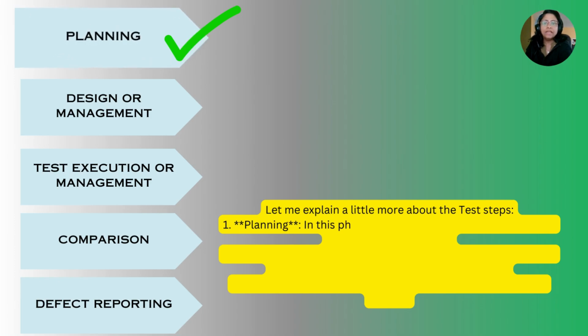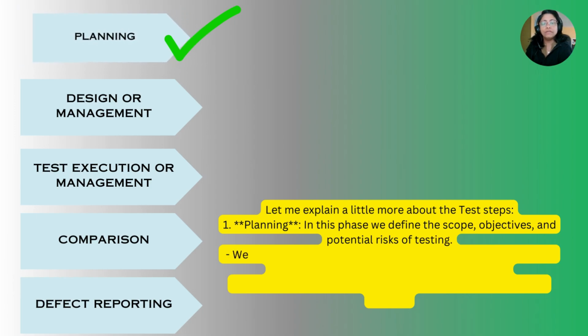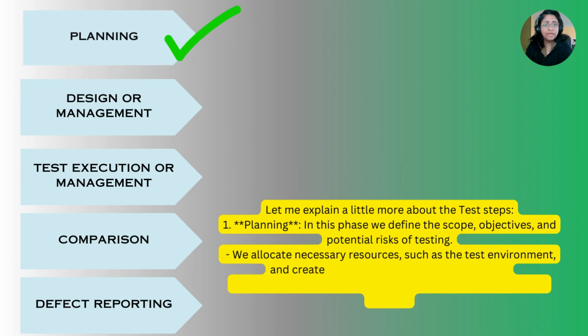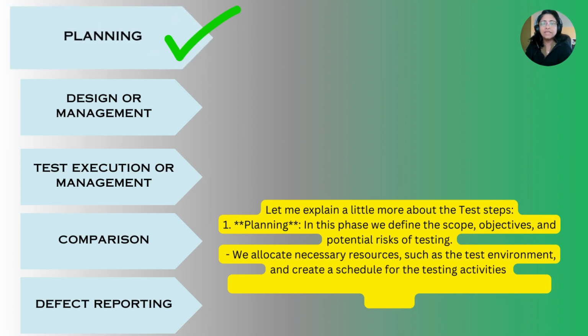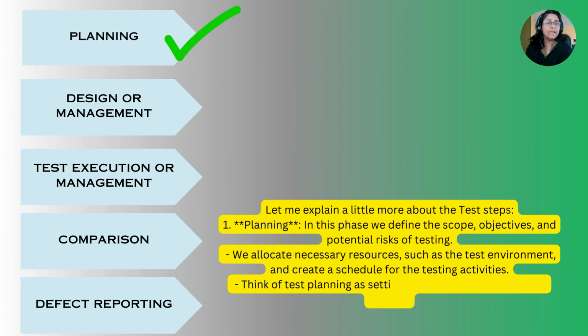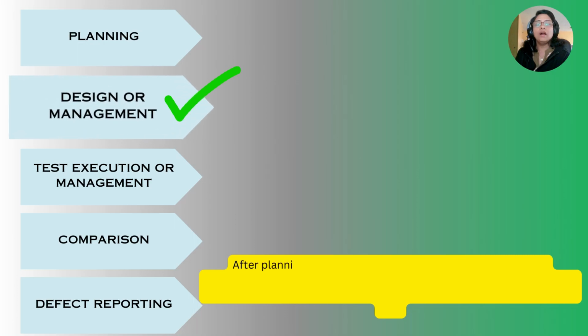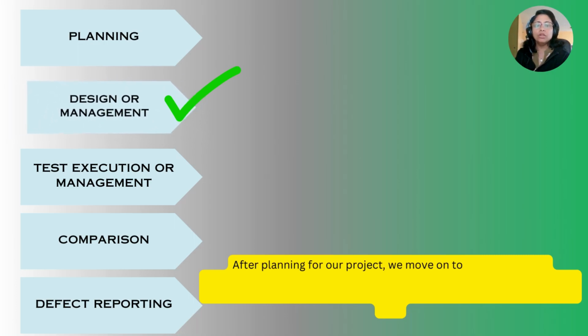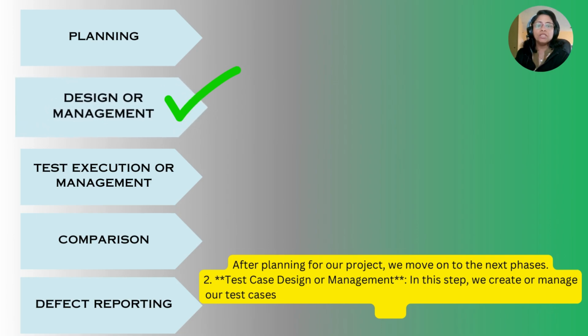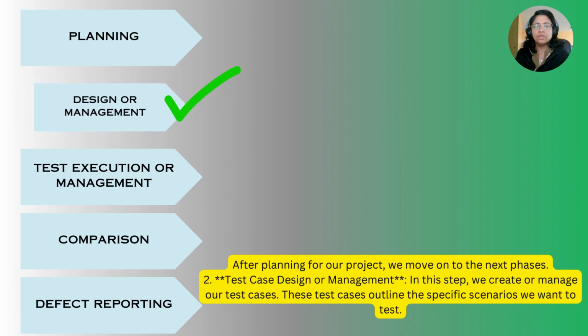First, planning. In this phase, we define the scope, objectives, and potential risks of testing. We allocate necessary resources such as the test environment and create a schedule for the testing activities. Think of test planning as setting the roadmap for our testing journey. After planning for our project, we move on to the next phases, like test case design or management. In this phase, we create or manage our test cases. These test cases outline the specific scenarios we want to test.